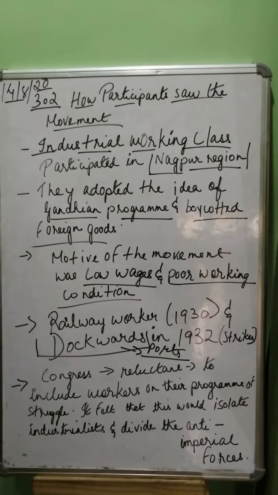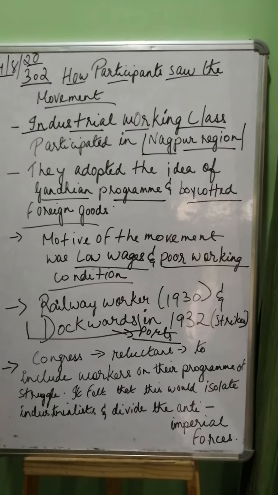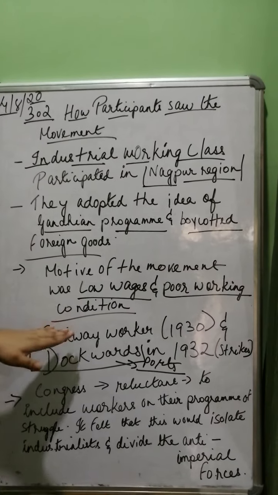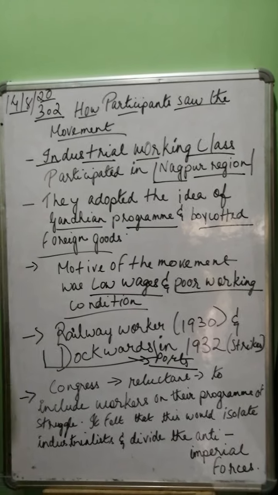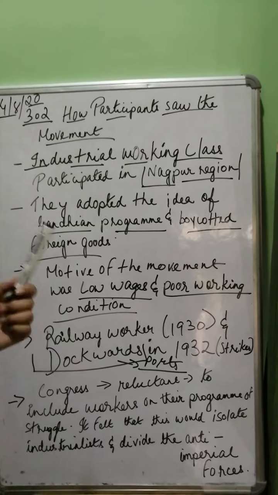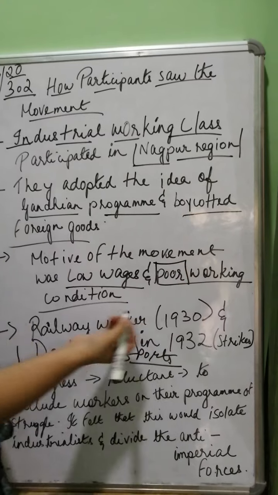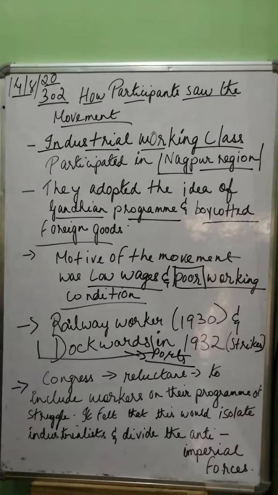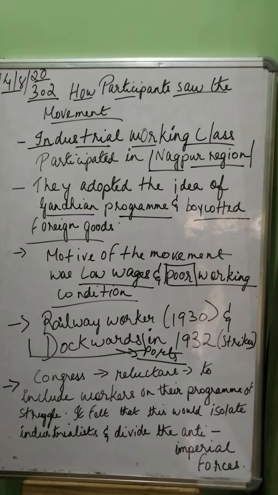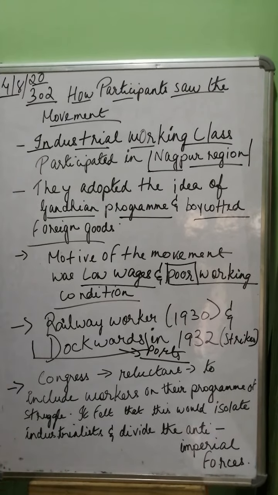Now, why had they participated in the civil disobedience movement? Why had they supported it? Because they were not happy with their low wages and poor working condition. They were getting a very low wage, a low salary, and they were not happy with that, and they were not happy with their working condition. Their working condition was also very poor. So because of this, they supported the civil disobedience movement because they wanted a change. They wanted their wages to be increased, and they also wanted the best working condition for them.